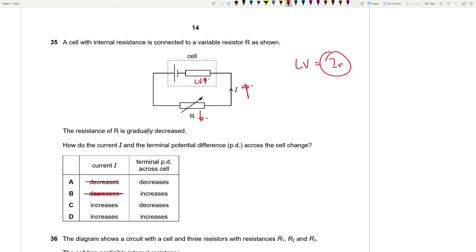And what does the terminal PD mean? It is the potential difference that's available for the components outside the battery. It's basically the EMF minus the lost volts. That's the terminal PD, okay? So EMF is constant, but lost volts increases.